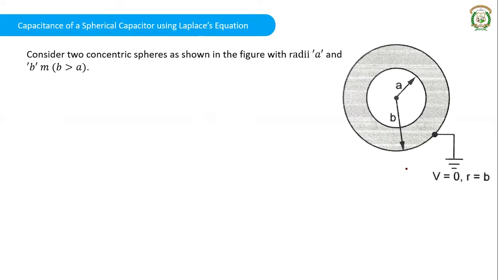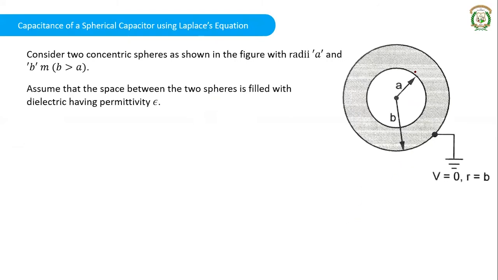Let us assume that the space between the two spheres is filled with dielectric with permittivity epsilon. You have to imagine a sphere, that means in 3D, something like a ball. There are two spheres, one within another. The inner one has radius A, r is equal to A. The outer one has radius B.